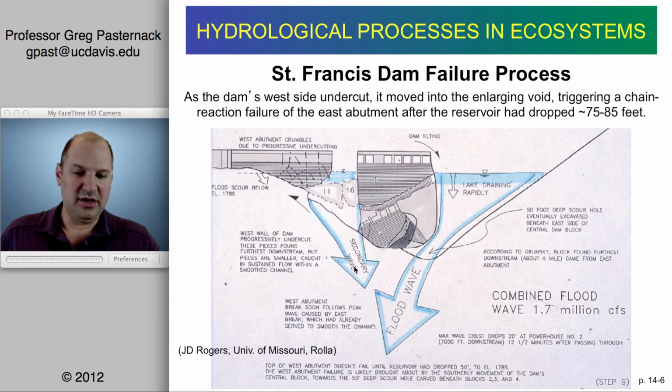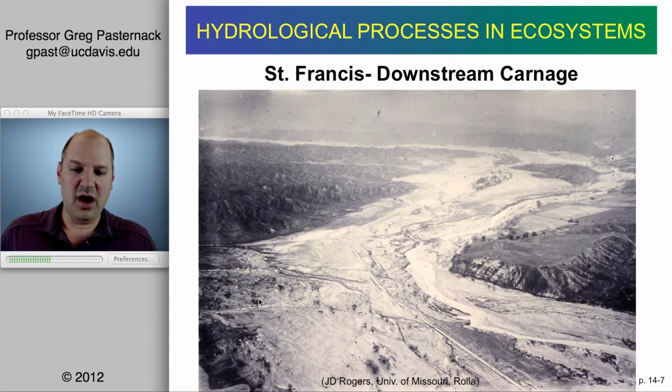And this is a view of the valley downstream, and what you can see here is the whitish color that is the active area of inundation, which actually comes all the way up to here, and just the carnage that took place.